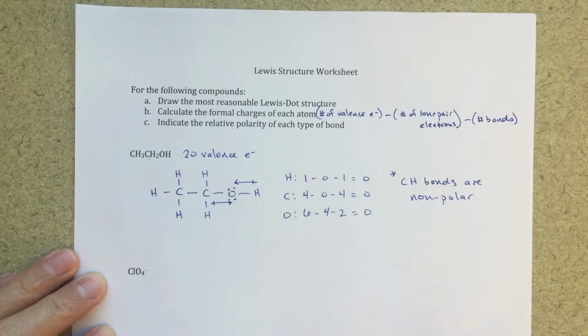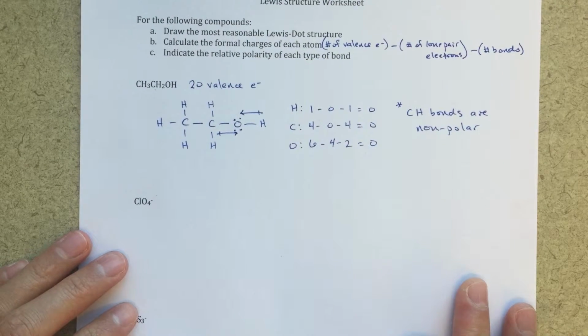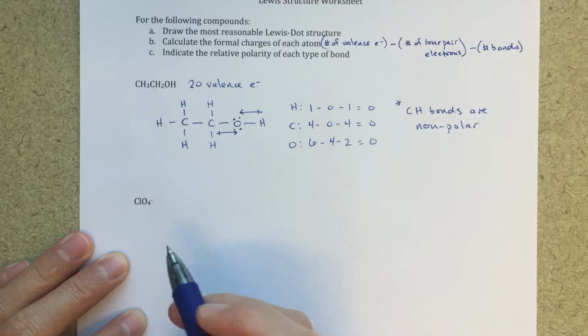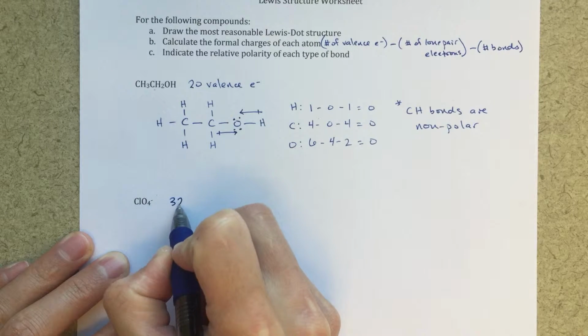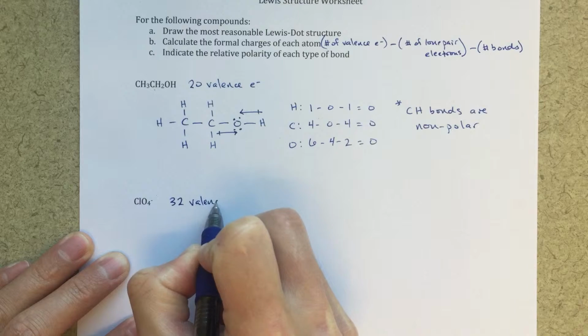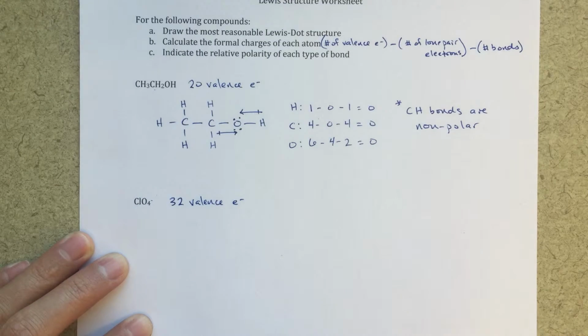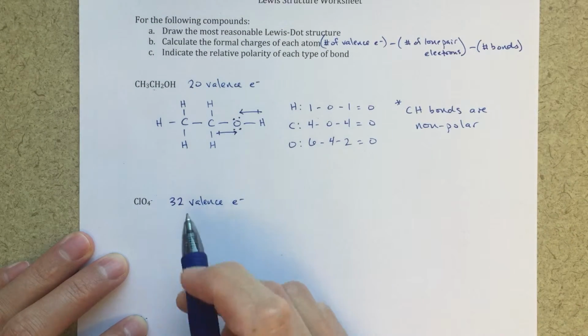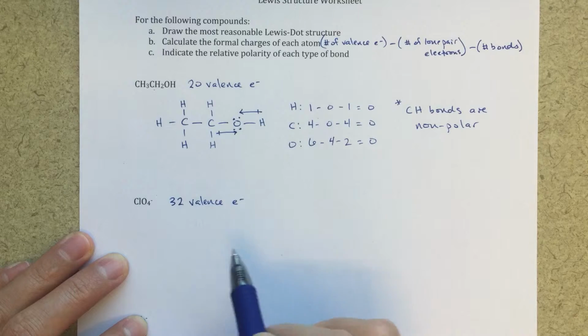So let's do the next one. So the next one is ClO4 with a minus charge. So ClO4 minus. So the first thing again I want to do is calculate the valence electrons, 32 valence electrons. And in this case, when I see something like ClO4, in my mind, immediately I'm going to be thinking that the chlorine is in the middle and that the 4 oxygens are around the outside.